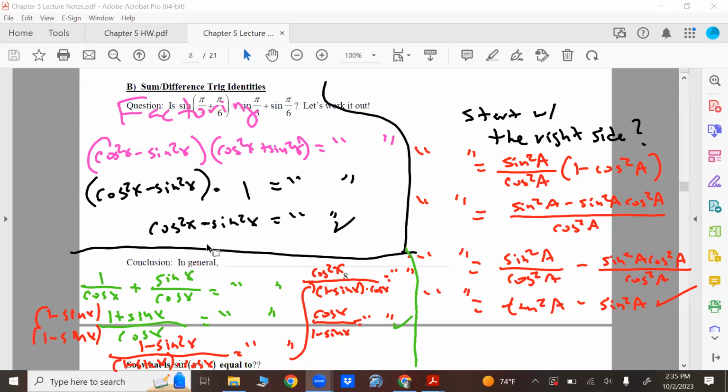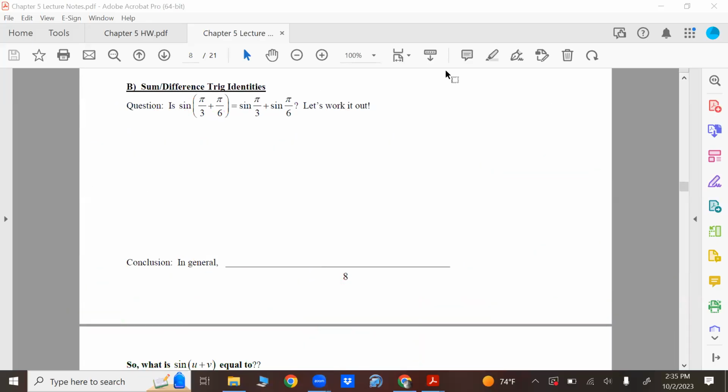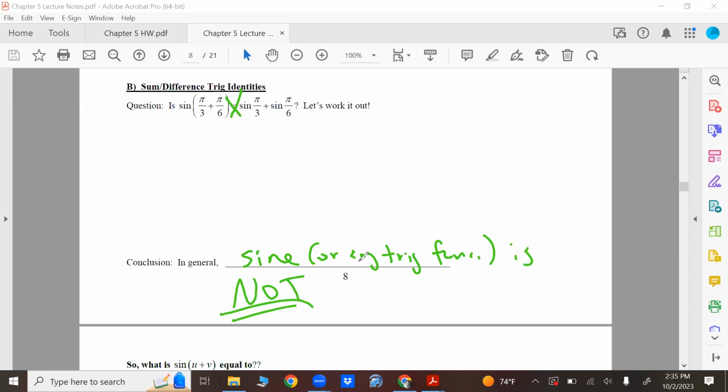All right, so these are, I think, a little more fun. Sum and difference identities. These are ones you have seen before. First off, this is not true. I'll tell you now, that's not going to work. So the key thing here, sine or any trig function is not distributive, guys. Please don't make that mistake. That's a big no-no.